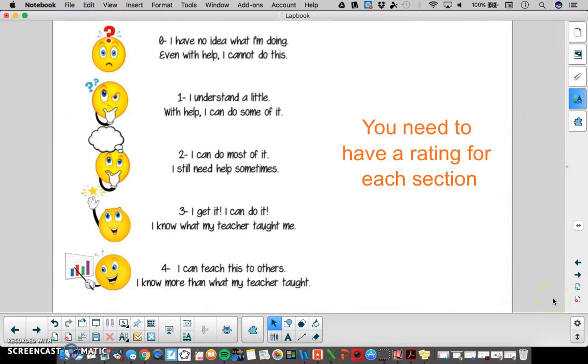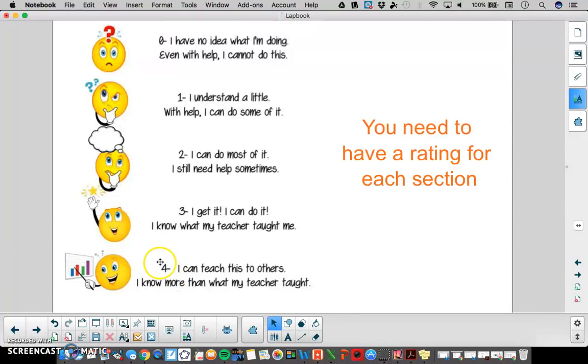Now, the way you're going to rate each section is in this way. So for 0, I have no idea what I'm doing. Even with help, I can't do this. 1, I understand a little. With help, I can do some of it. 2, I can do most of it, but I still need help sometimes. 3, I get it, I can do it, I know what my teacher taught me. That means you can do it completely by yourself and you don't need any help.